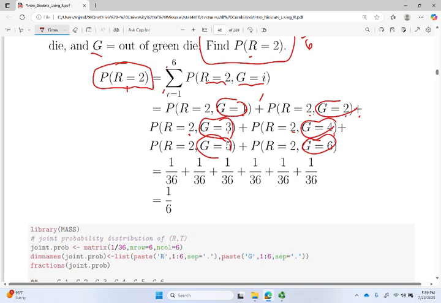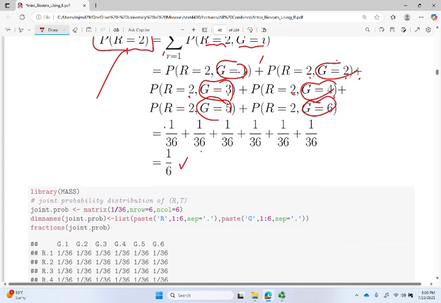It turns out what's left is this marginal density. Each of these probabilities, that we roll a 2 and roll a 1, is 1 over 36. This is 1 over 36. When we add those together, we get 1/6, which we know is what it should be.